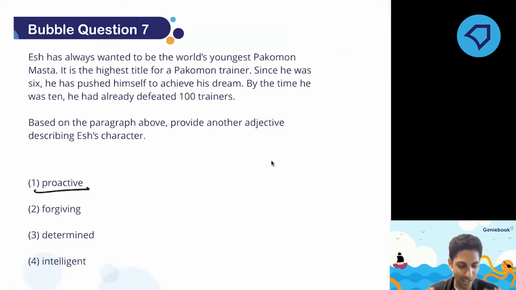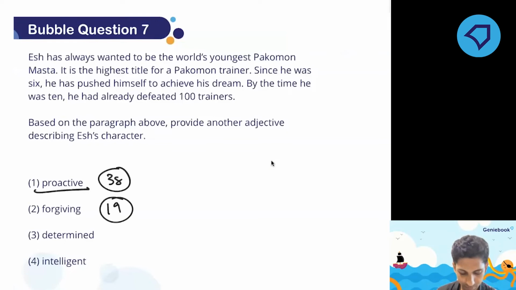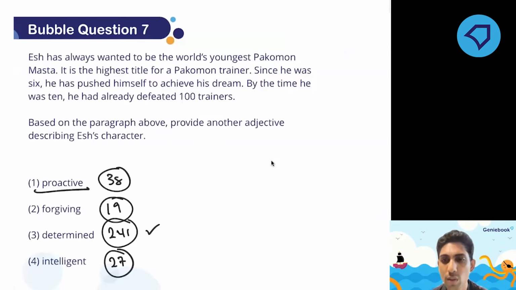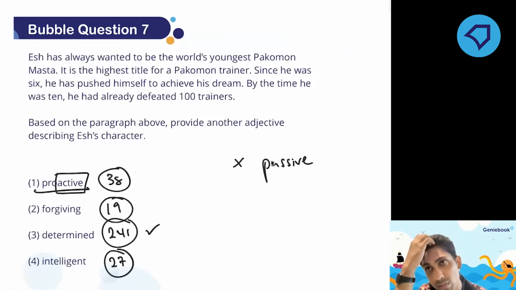Okay, what do we have here? 38, 19. So, first thing you got to know is what is proactive? Active gives you the hint that it is about action, right? Doing things. Someone who is proactive is not passive. That means they don't just wait for people to tell them what to do, or wait for things to happen. They get up and do it themselves.